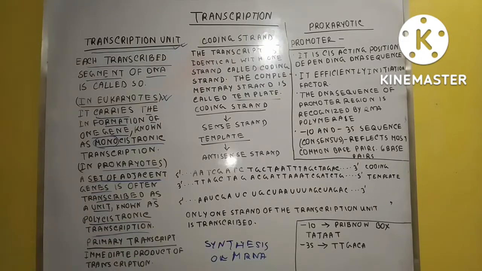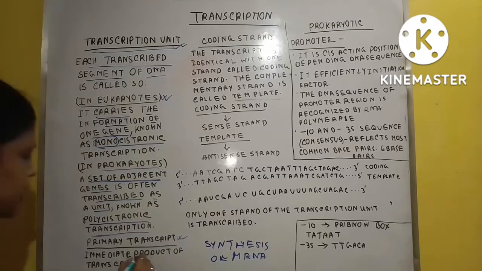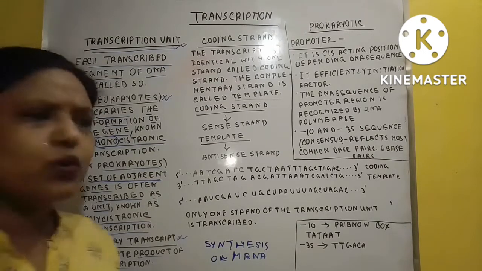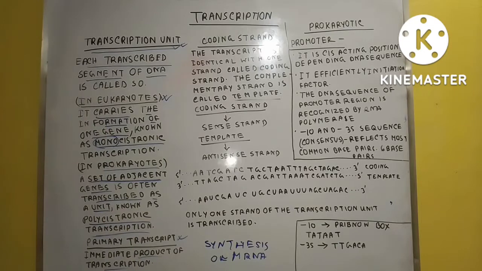Okay, the next one is called the primary transcript. The first immediate product of the transcription is called the primary transcript product, or the primary transcript. That means the first product of mRNA, you can say, that is produced from the DNA. This is called the primary transcript.